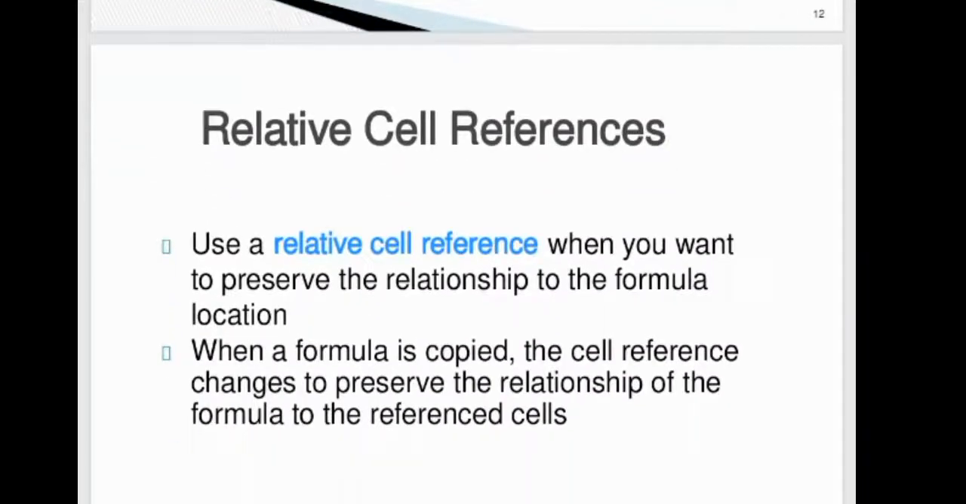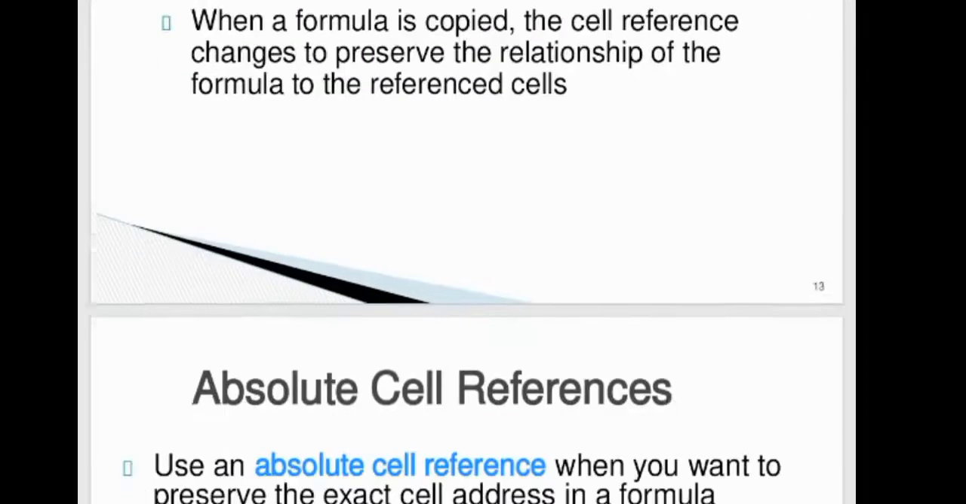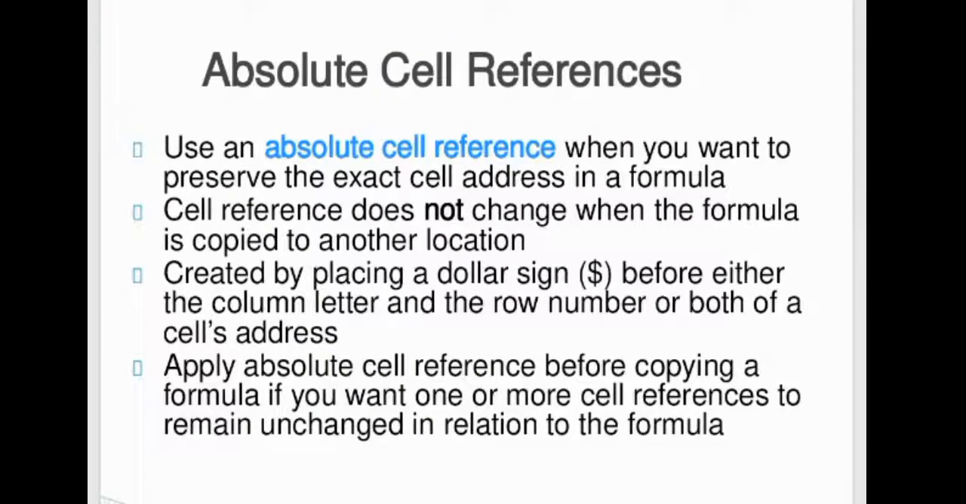Relative cell reference. Use a relative cell reference when you want to preserve a relationship with the formula location. When a formula is copied, the cell reference changes to preserve the relationship of the formula to the referenced cell. Absolute cell references. When you want to preserve the exact cell address in a formula, the cell reference does not change when the formula is copied into another location.